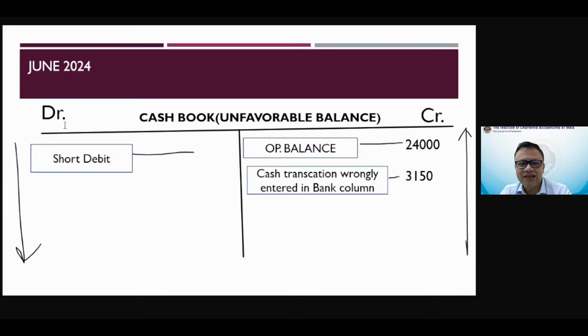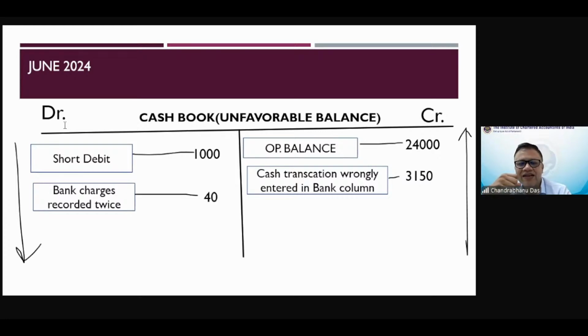Then there is a short debit. You took 1,000 for that, and bank charges which is recorded twice, you removed it by giving a debit for that credit, and it is 40. So if anybody has doubt, just ask me, because this is the way I have tried to rectify my cash book by taking these transactions.